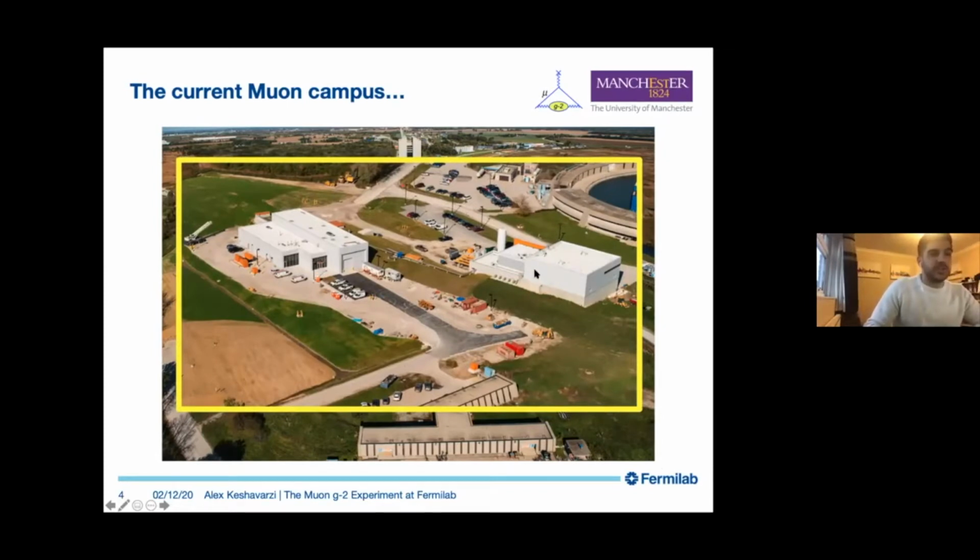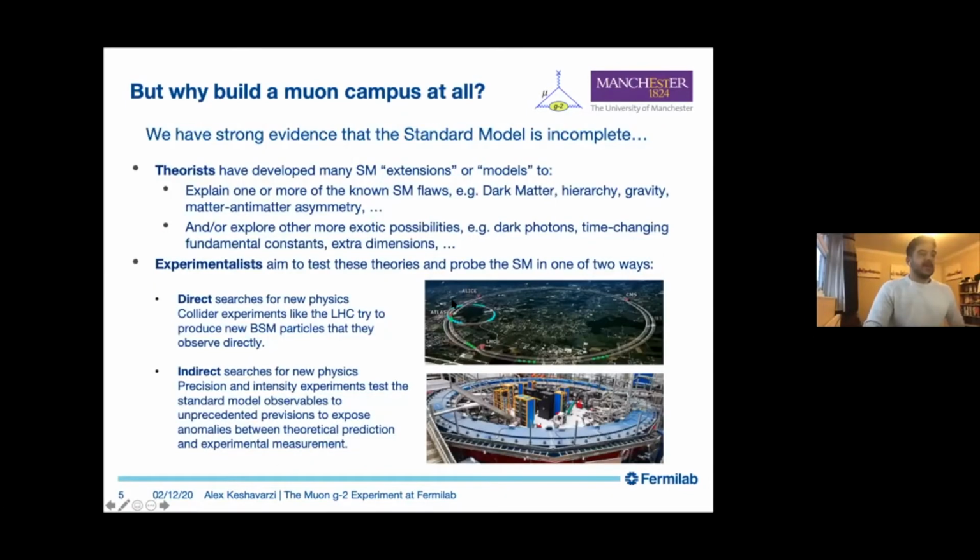And the Muon g-2 building houses the experiments currently running. The mu2e building, MC2, is being built at the moment and will start running once the Muon g-2 is finished, because they will both use the same muon beam, so they can't run at the same time. So you could ask then, well, why would we want to build a Muon campus at all?